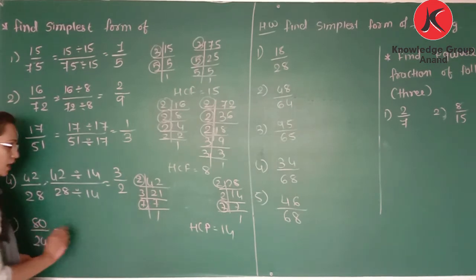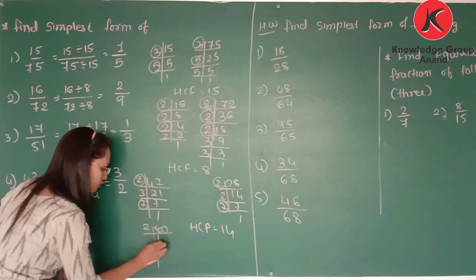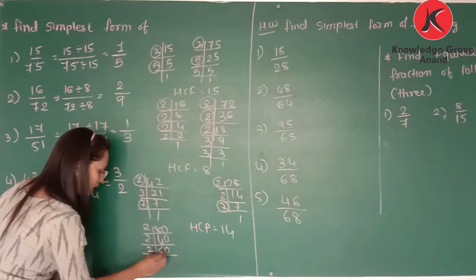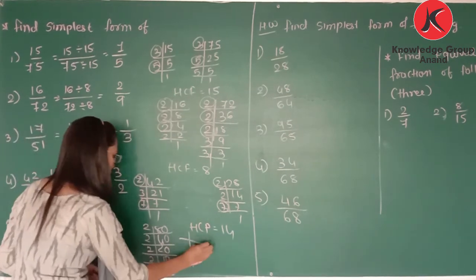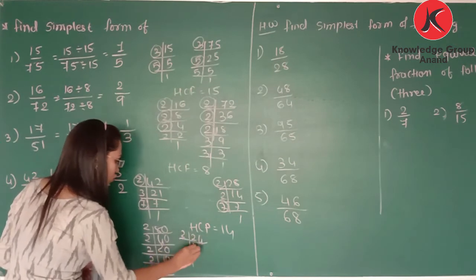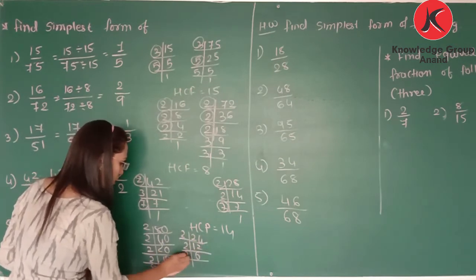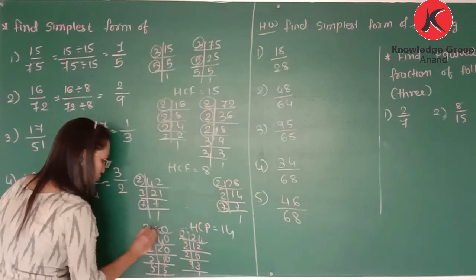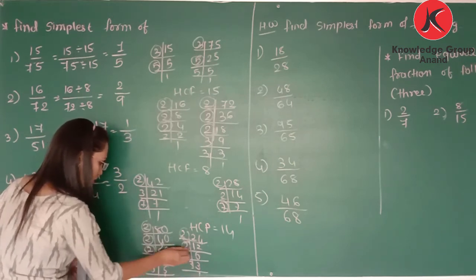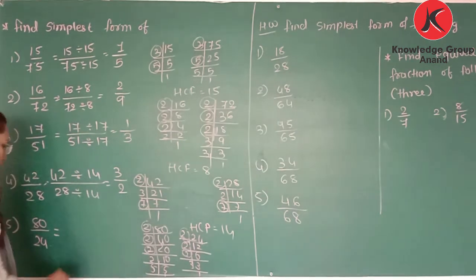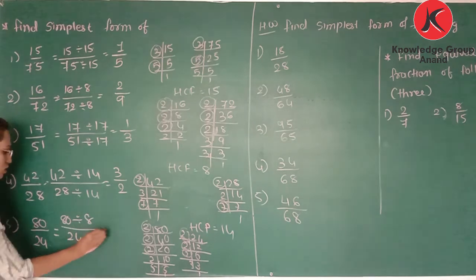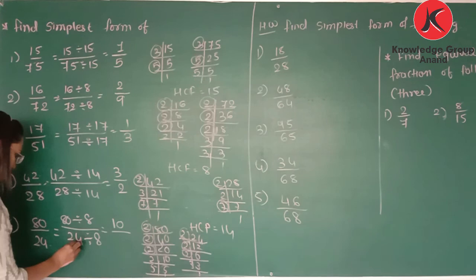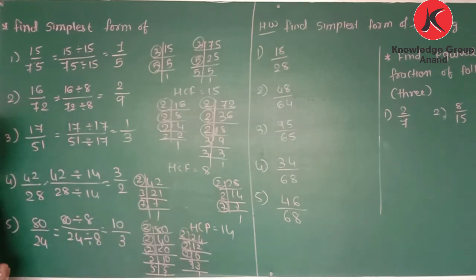Now 80 by 24, again find the factor of 80. 20, 10, 5 and 1. For 24, 12, 6 2s are 2 3s are 3. 2 common, second, third. So here HCF will be 8. So here 80 will divide with 8 and 24 will divide with 8. 10 by 3. Now this is the simplest form of 80 by 24.